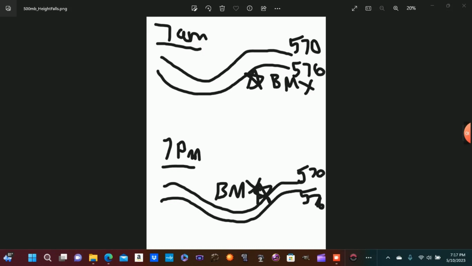12 hours later, that trough moves through and Birmingham is now on the inside of the trough. As you move closer to the inside of your trough, the height of 500 millibars is going to decrease, which will then force air to rise.